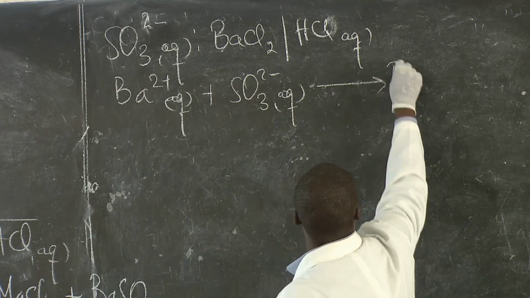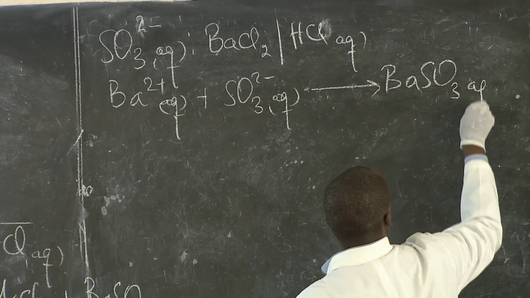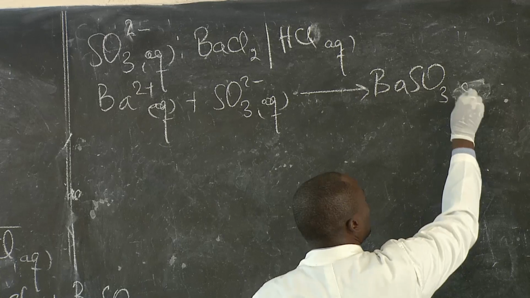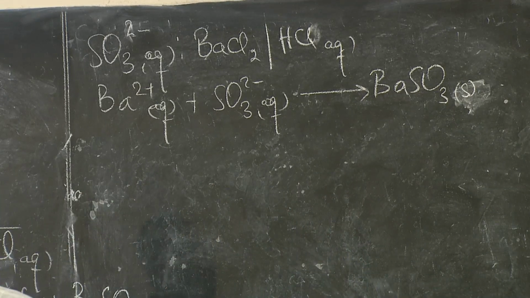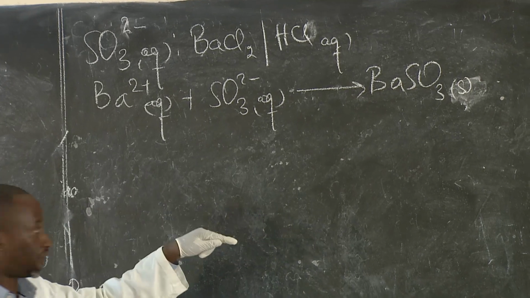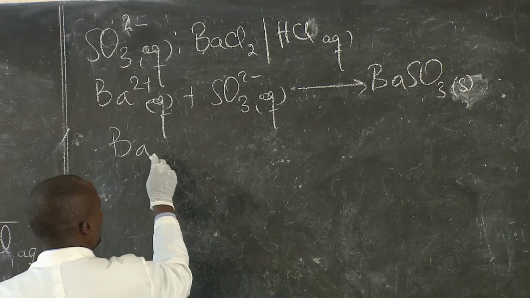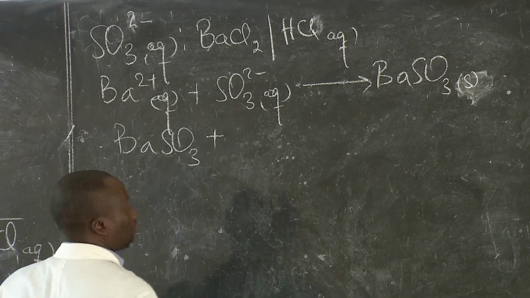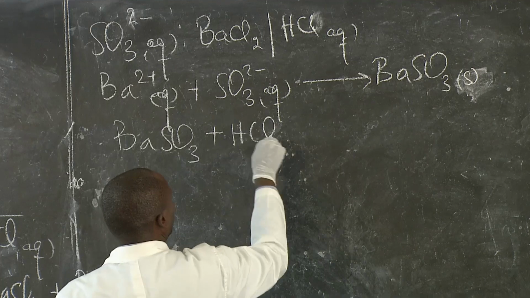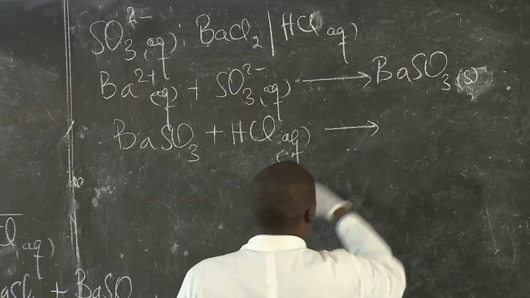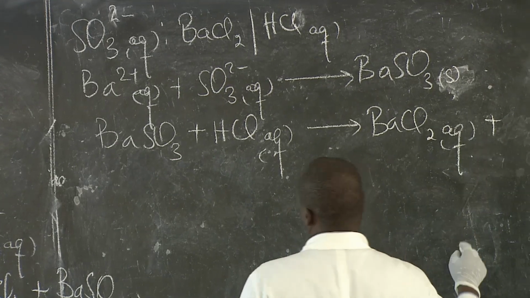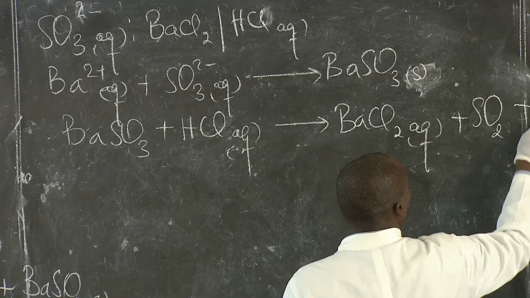So these sulfite ions give barium sulfide. The barium sulfide is solid. So we saw the white precipitate that formed first. That is this barium sulfide, not sulfate. Now this barium sulfide reacts with hydrochloric acid to form barium chloride and then sulfur dioxide and water.